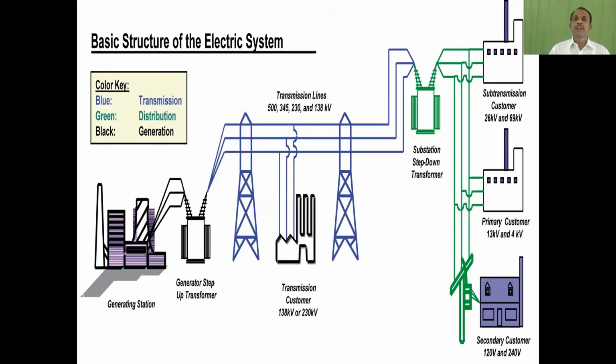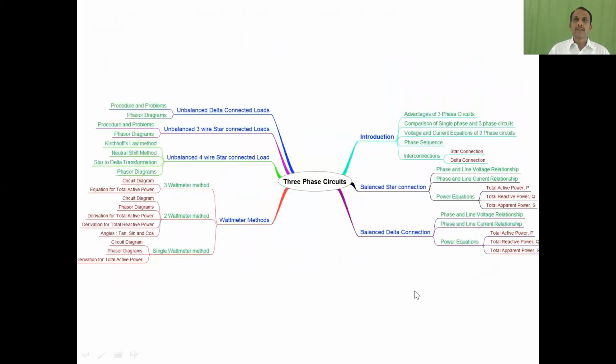Utilization varies. If it is a domestic load, we use single-phase supply. A few agricultural loads are also single-phase supply. Many industrial loads are three-phase supply. And this is what you are finally going to study.